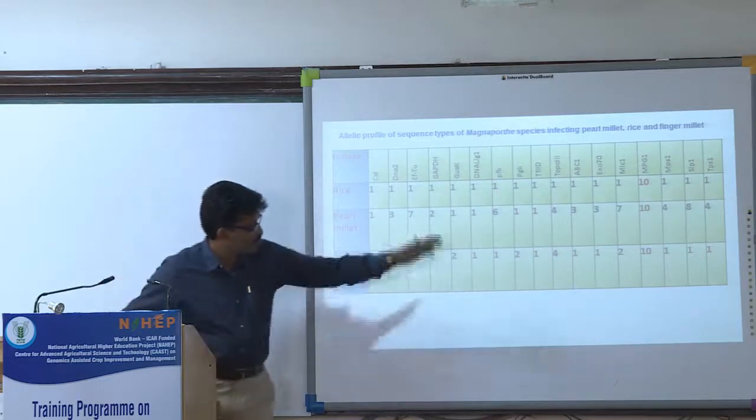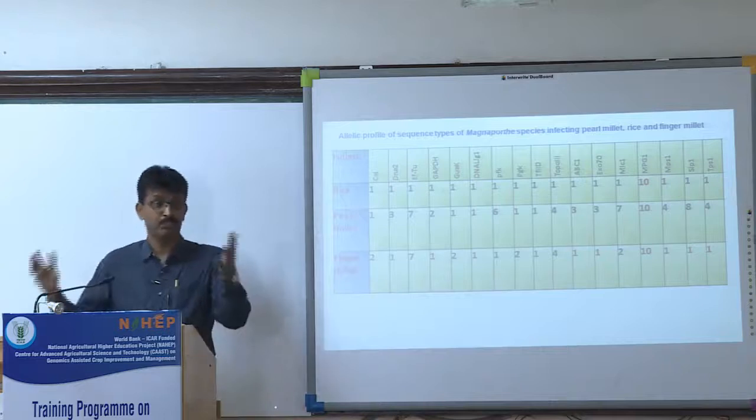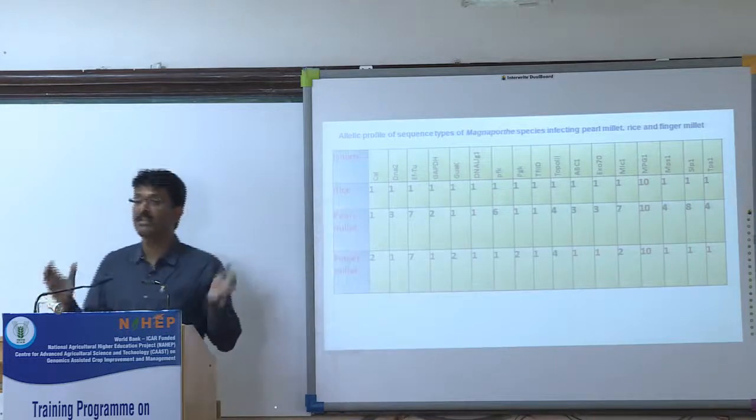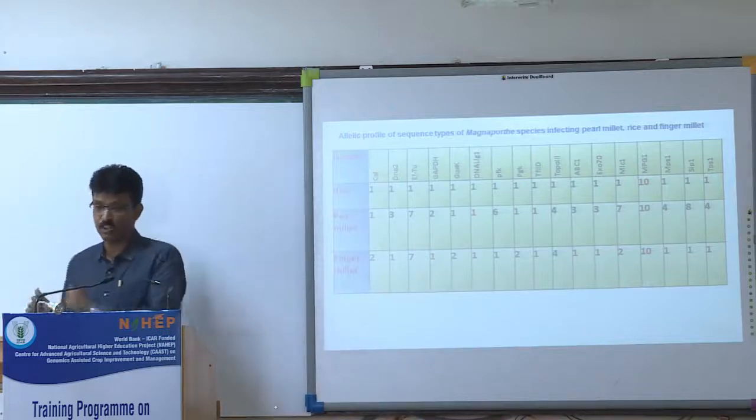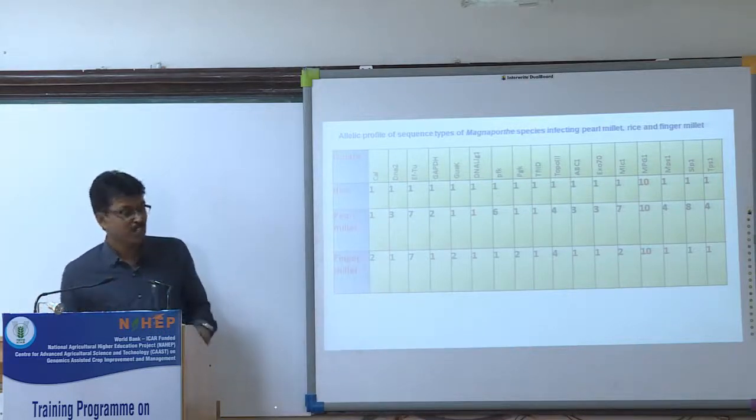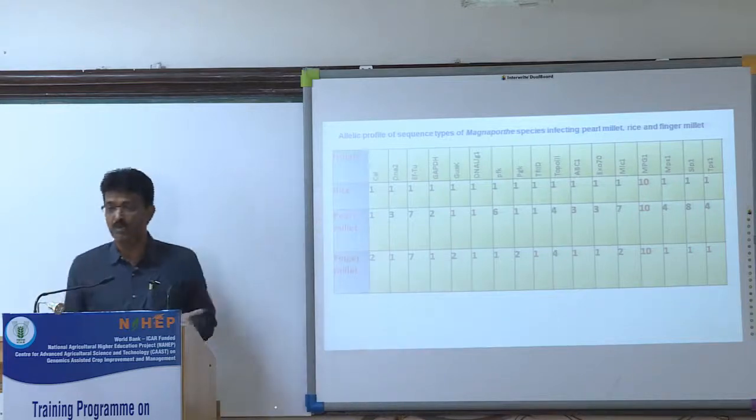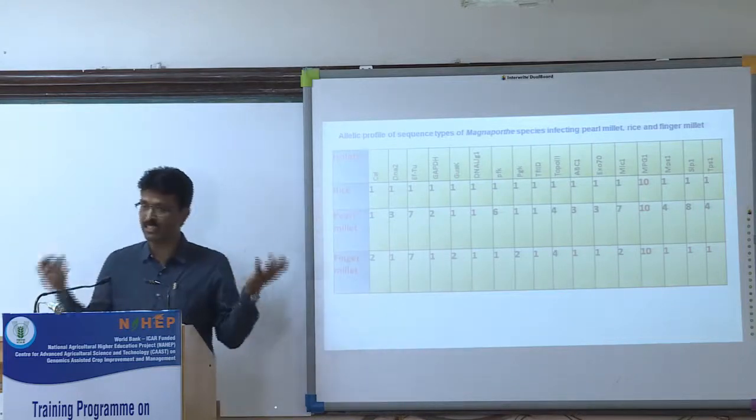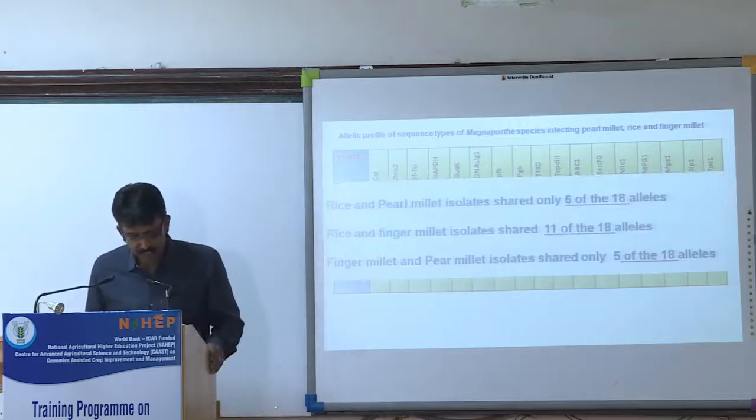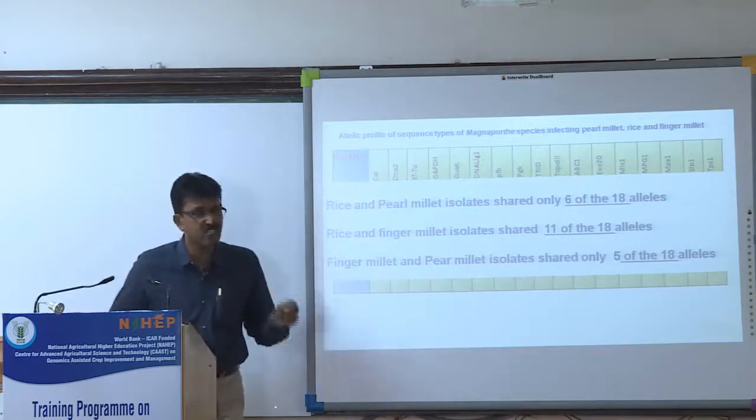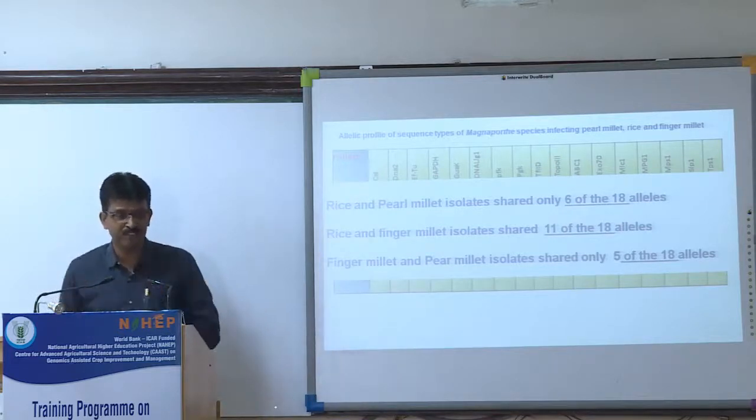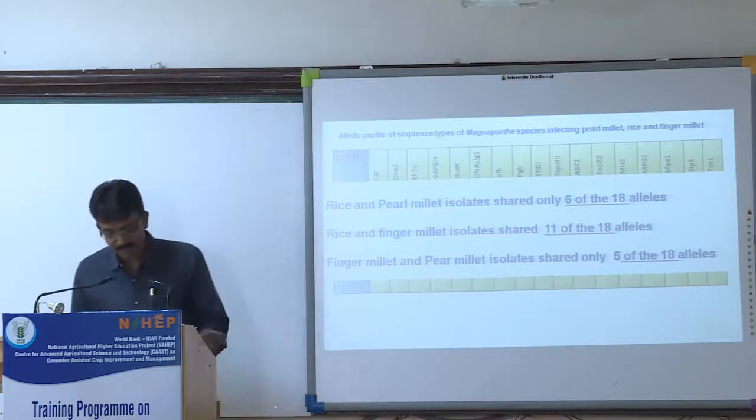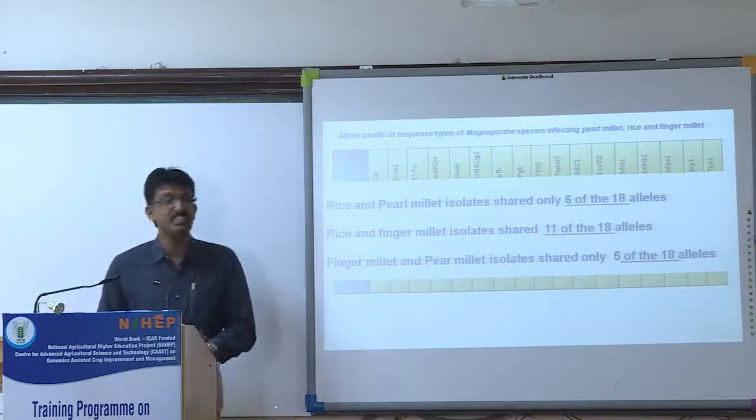So, this is what you call the data set. Each number represents a unique single nucleotide polymorphism in those housekeeping genes, effector genes or virulence genes. Now let us see how many alleles are common, that is also very important for us, and how many alleles are different. If you see here, rice and pearl millet isolates shared only 6 of the 18 alleles. That means 12 of the alleles are different between rice and pearl millet. When you talk about rice and finger millet, they shared 11 of the 18 alleles.